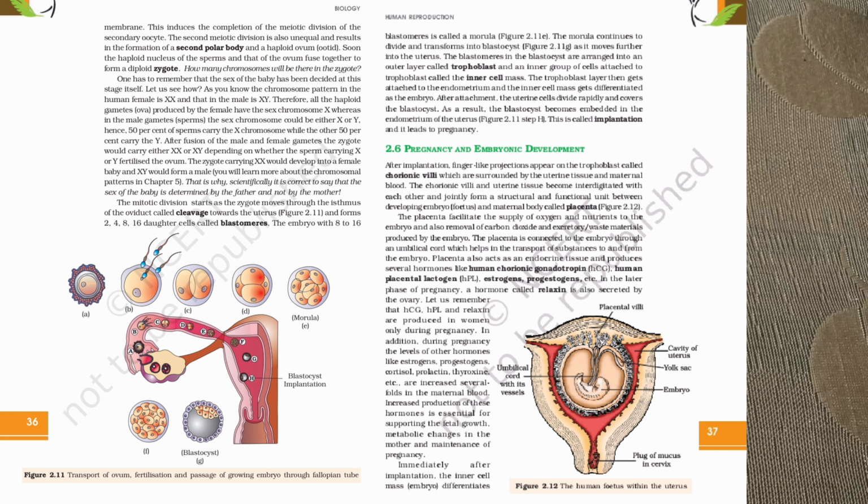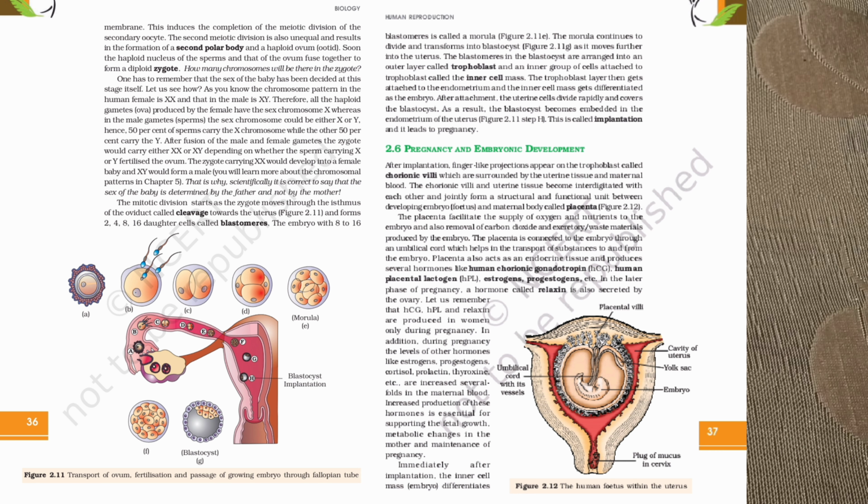Pregnancy and embryonic development. After implantation, finger-like projections appear on the trophoblast called chorionic villi, which are surrounded by the uterine tissue and maternal blood. The chorionic villi and the uterine tissue become interdigitated with each other and jointly form a structural and functional unit between the developing embryo, fetus, and the maternal body called placenta.